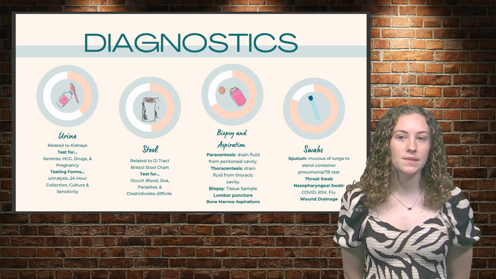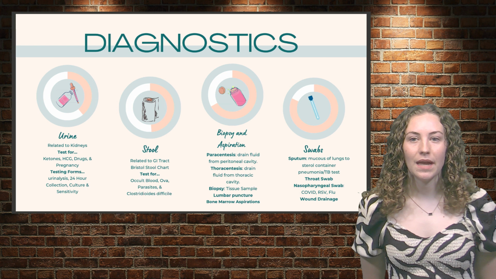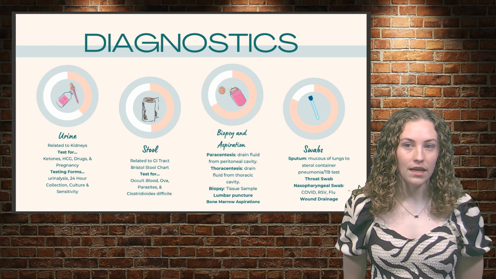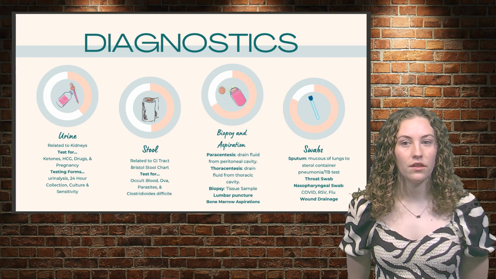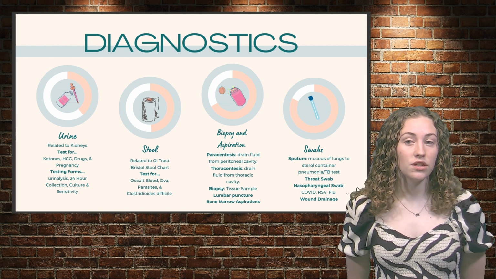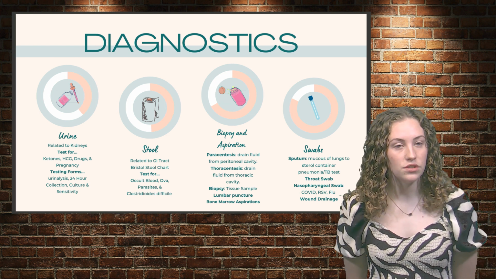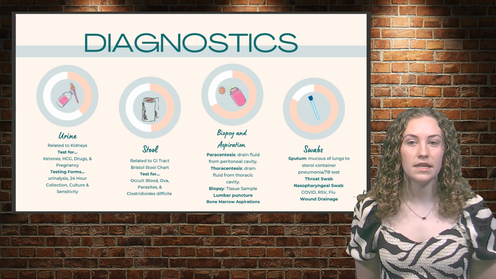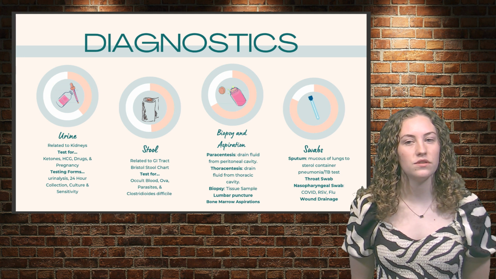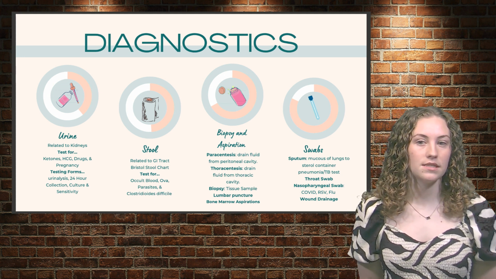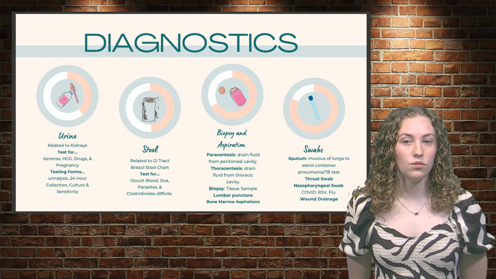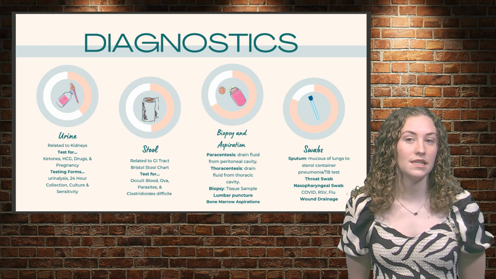Next, we're going to have biopsy and aspirations. You have a paracentesis, which is draining fluid from the peritoneal cavity. And then similar to that is the thoracentesis, which is when you drain fluid from the thoracic cavity. Additionally, we have biopsies, which is a tissue sample. A lot of people will associate this with testing for tumors and other abnormal tissues that could possibly be cancerous. We also have a lumbar puncture and a bone marrow aspiration, which is also commonly linked to testing for cancer.